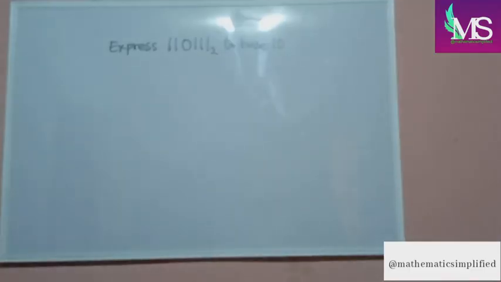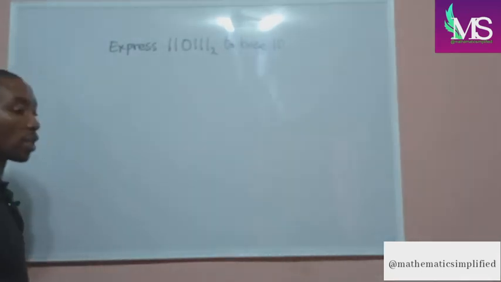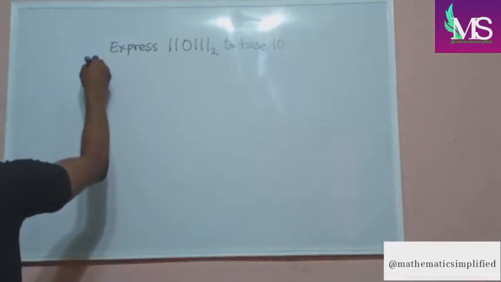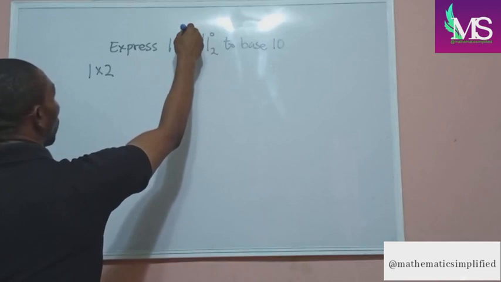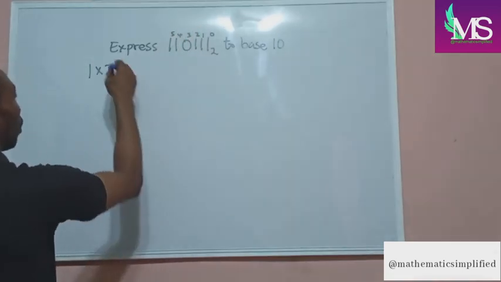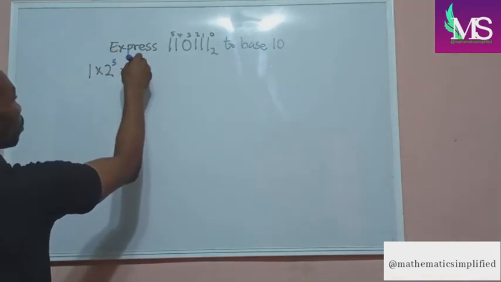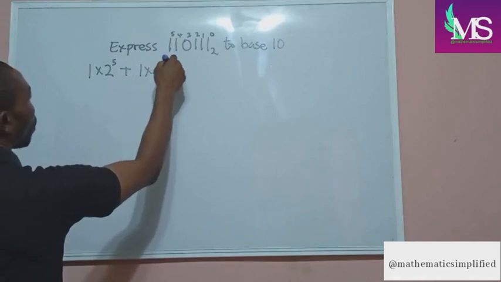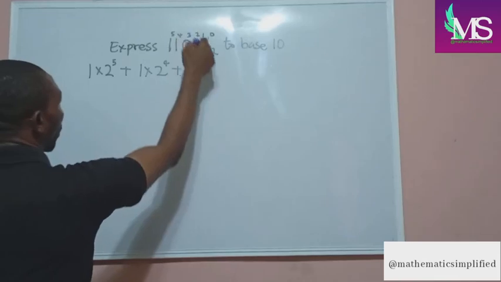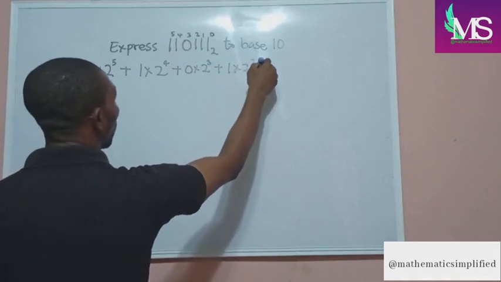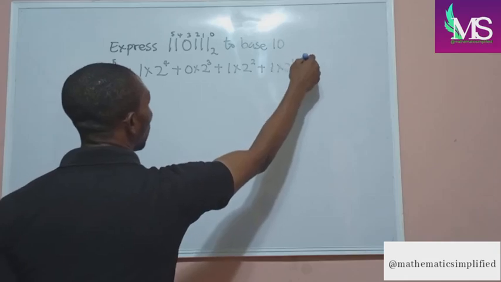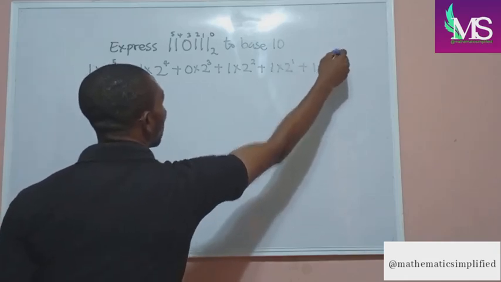The next question says, express 110,111 base 2 to base 10. Now in doing this, we'll use what we call the expansion method. First of all, we will label 0, 1, 2, 3, 4, 5. Okay? 1 times 2 raised to the power 5 plus 1 times 2 raised to the power 4 plus 0 times 2 raised to the power 3 plus 1 times 2 raised to the power 2 plus 1 times 2 raised to the power 1 plus 1 times 2 raised to the power 0.